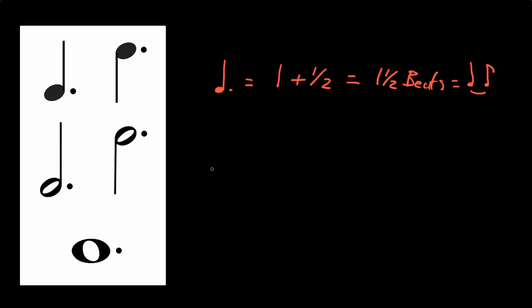Exactly the same thing happens when we look at a half note. Here's the note with its empty note head and a stem. If we add a dot to it, it becomes a dotted half note. So how long does a half note last for? We've already seen this lasts for 2 beats. Half of 2 is of course 1, so we can add these two together, and that means that a dotted half note lasts for 3 beats. Again, another way of writing this would be a half note tied to a quarter note.